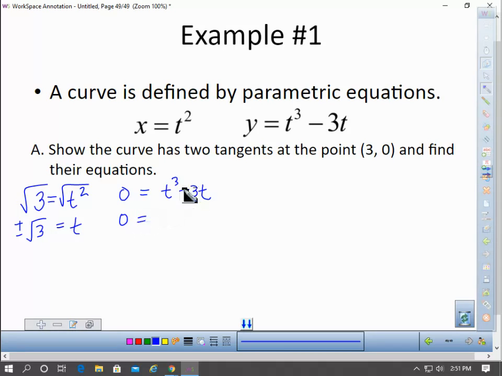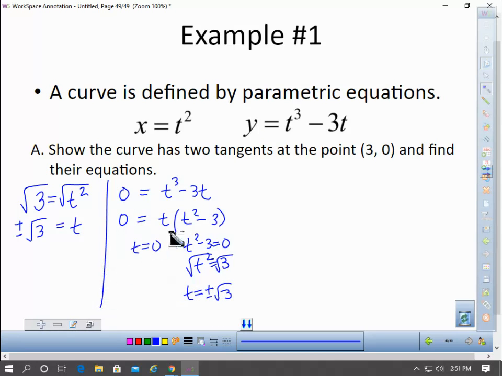All right, so for this problem, I'm going to factor out a t, and that gives me t times t squared minus 3. So now t equals 0, that's this term here, or t squared minus 3 equals 0, which means t squared equals 3. So taking the square root, t equals positive and negative square root of 3. So this part of the problem has 3 answers so that I can get a y value of 0. So that happens 3 times. Over here, it happens twice where I get an x value of 3.